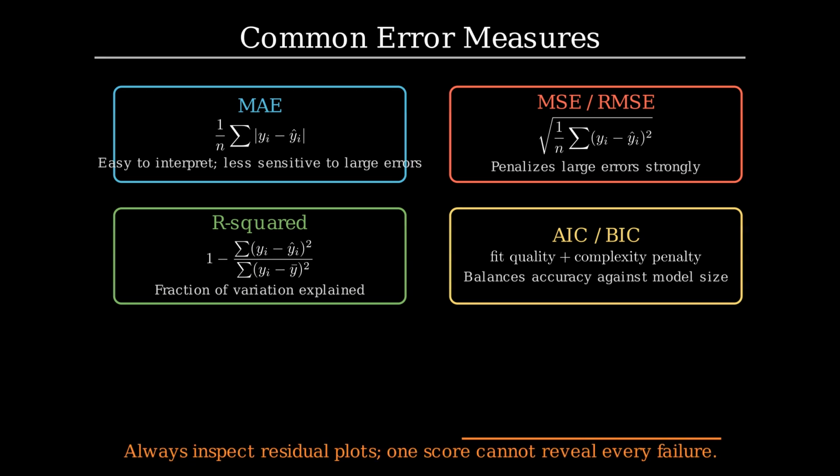No single score tells the full story. Residual plots can reveal bias, changing variance, missing curvature, and unusual observations.